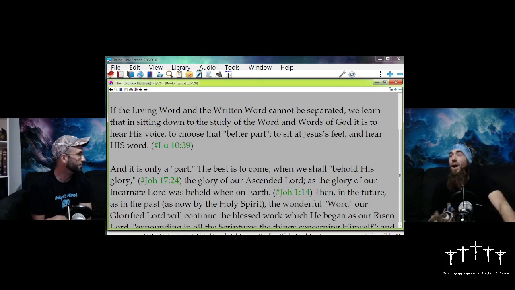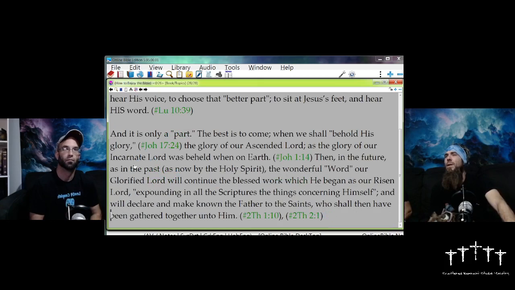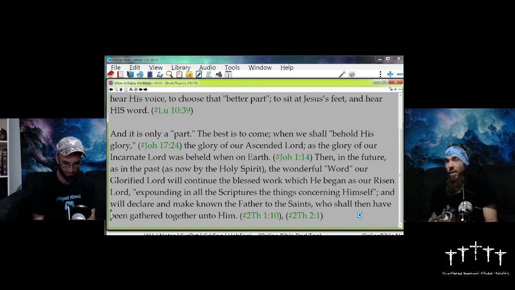If the living Word and the written Word cannot be separated, we learn that in sitting down to the study of the Word and words of God, it is to hear His voice, to choose that better part, to sit at Jesus' feet and hear His words. And it is only a part. The best is to come when we shall behold His glory, the glory of our ascended Lord, as the glory of our incarnate Lord was beheld when on earth.